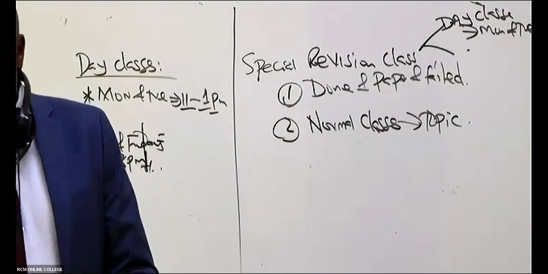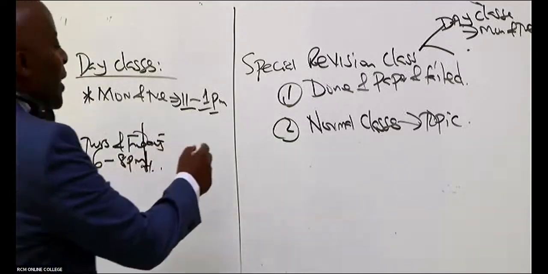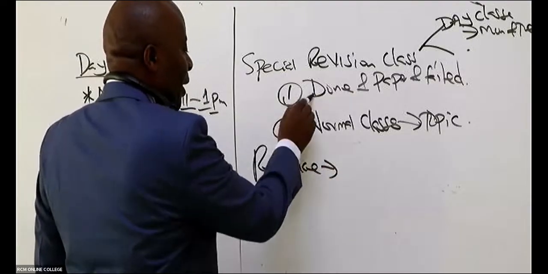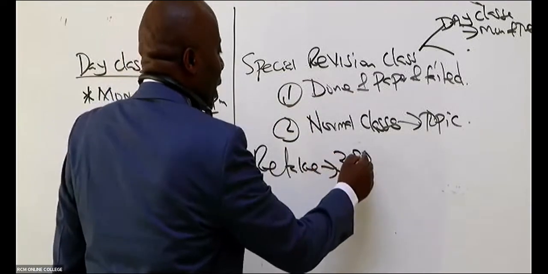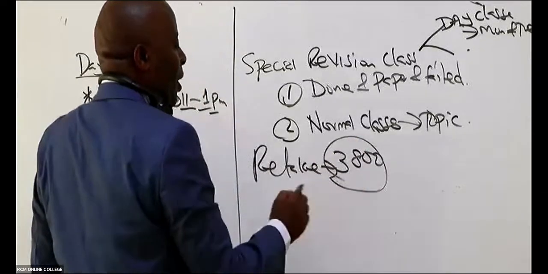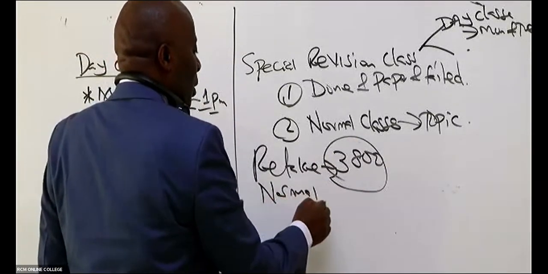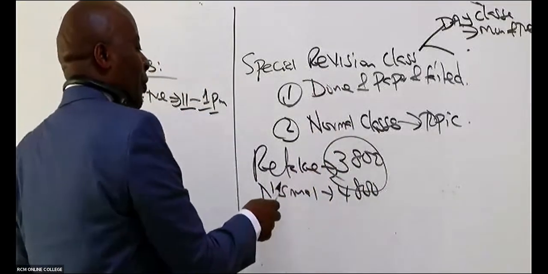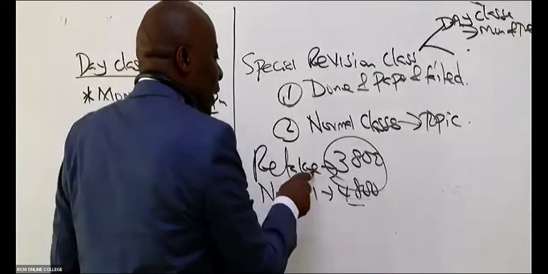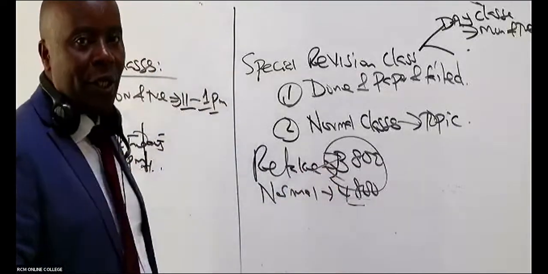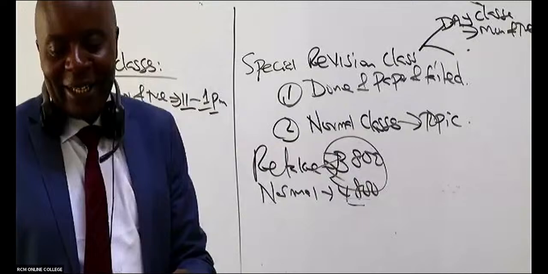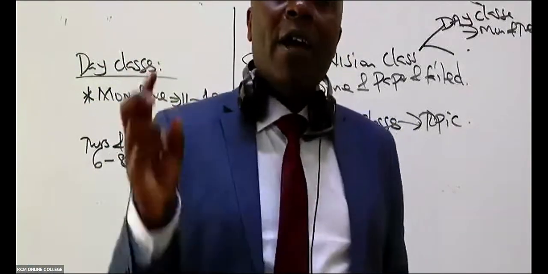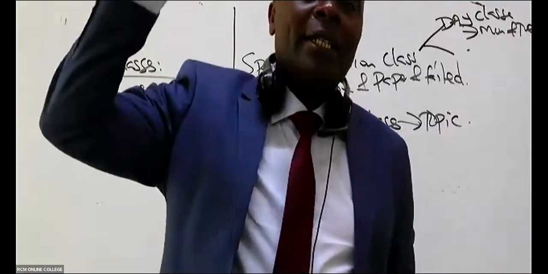Yeah, so the special revision classes, remember, we treat this as retake classes. You did and you failed, then we charge you 3,800. Normal classes is 4,800 per paper. And of course, if you have paid this, then you get this without any charges. Great. Which papers? Remember, special revision classes are for FM, FR, MA, and the other senior papers.